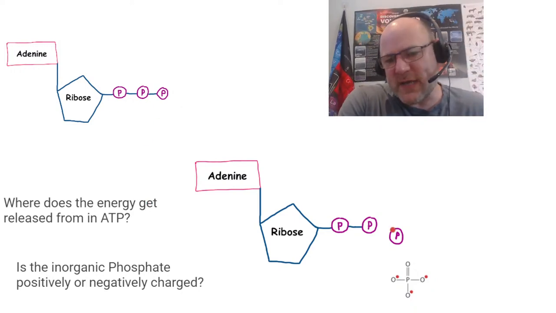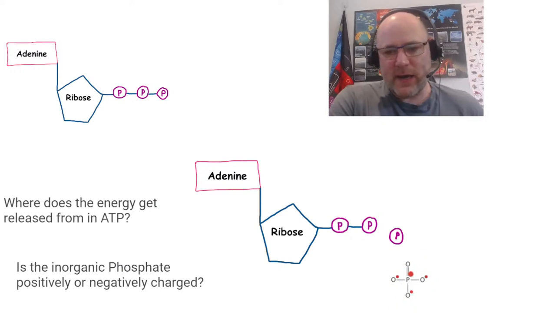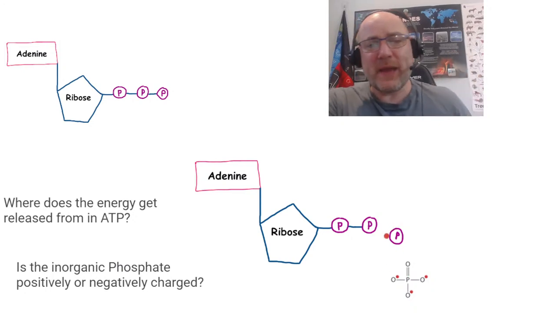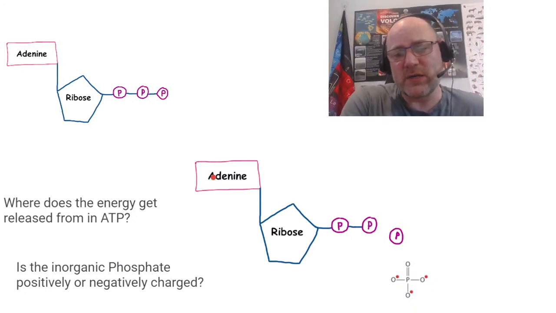So instead of drawing this horrible thing here with the P and the four O's around it, we can just put a P in a circle. So most of the time in biology, you can do that.